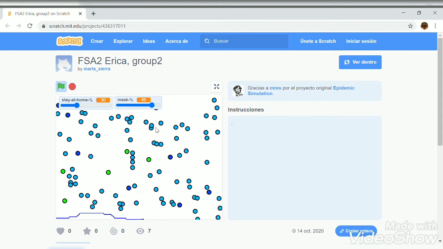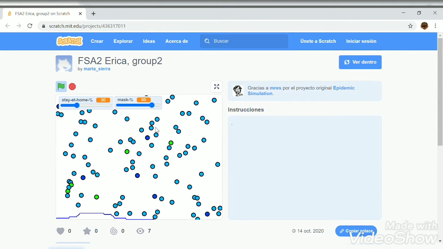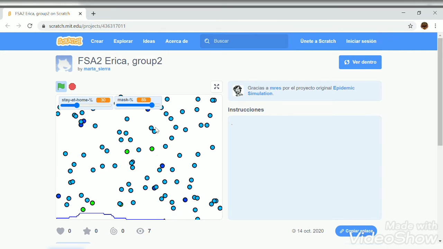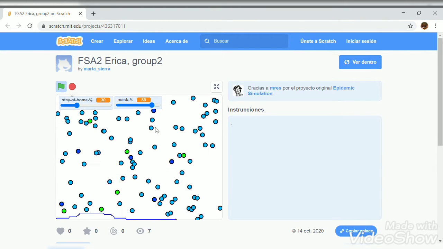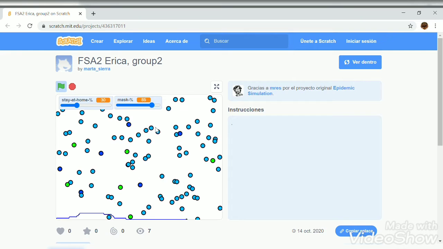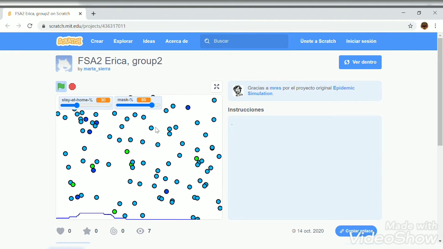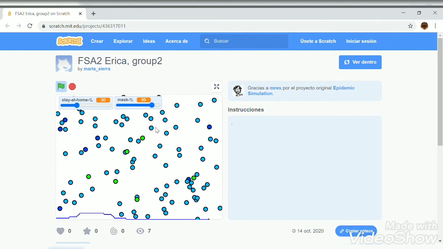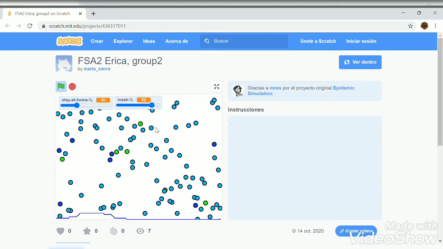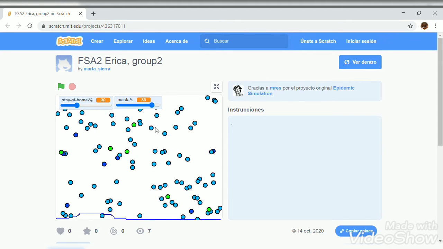As we can see, in this case, the spread of the virus is very slow, and it has disappeared very fast. But as I said, this is only in this case, because we've tried the same percentages other times, and sometimes the spread of the virus was slower, other times faster, but always at a slow rate thanks to the use of masks. Now let's talk about the version for the kids.